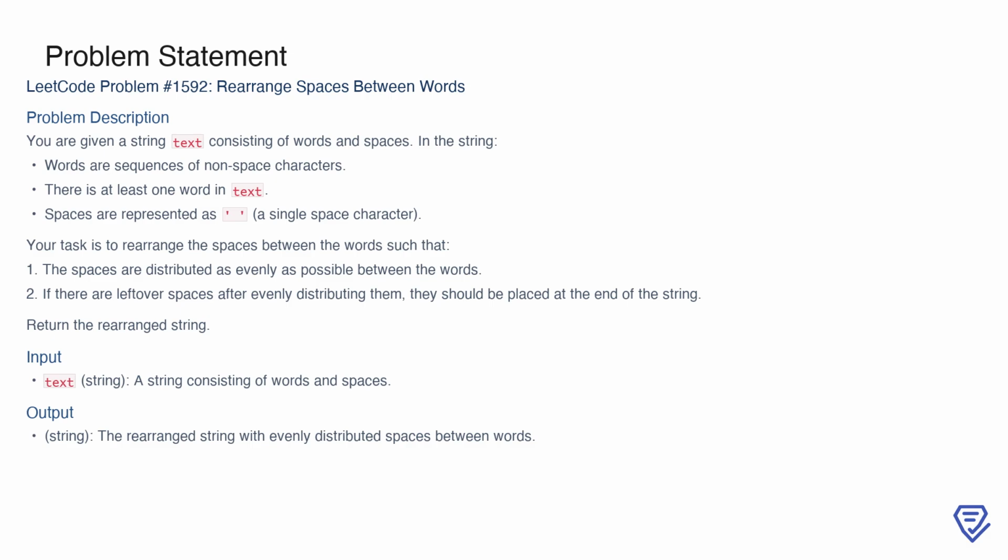The task is to redistribute the spaces between the words so that they are as evenly distributed as possible. If there are any leftover spaces after distributing them evenly, those extra spaces must be placed at the end of the string. The goal is to return the resulting string where the spaces are distributed according to these rules.